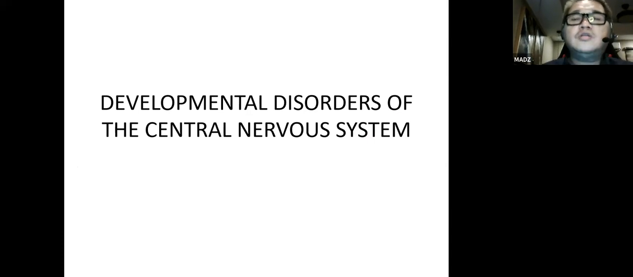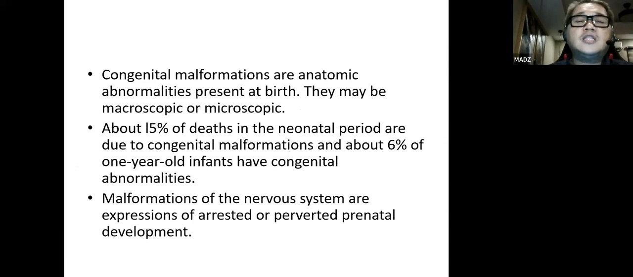So let's go now to the developmental disorders of the central nervous system. Congenital malformations are anatomic abnormalities present at birth. They may be macroscopic or microscopic. About 15% of deaths in the neonatal period are due to congenital malformations, and about 6% of 1-year-old infants have congenital anomalies. Malformations of the nervous system are expressions of arrested or perverted prenatal development.